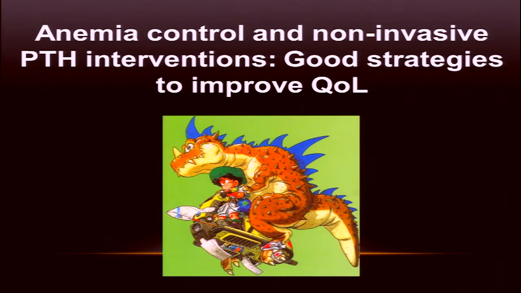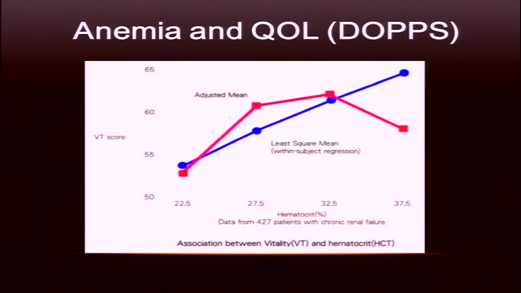Now I can start my presentation title. Actually, this is only one slide for anemia and QOL. Not only the DOPPS, but most of the investigators, nephrologists, have reported that appropriate hematocrit can bring vitality and QOL.